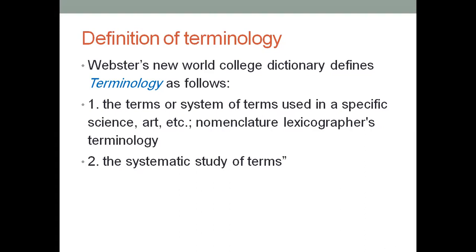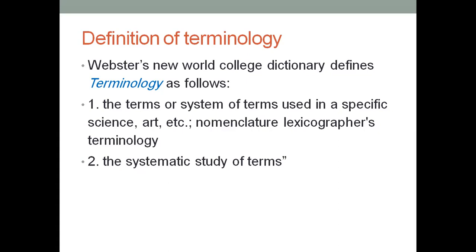It is related to terms. For example, these terms are related to a specific type of science. For example, certain terms related to biology. These terms are related to one science, which is biology. The combination or the collection of these terms means terminology. So terminology is the study of terms.